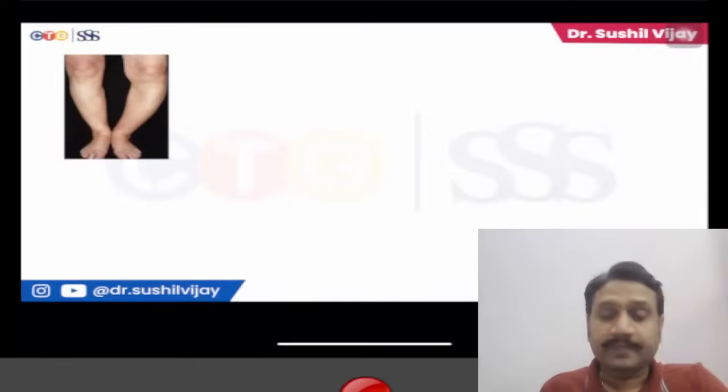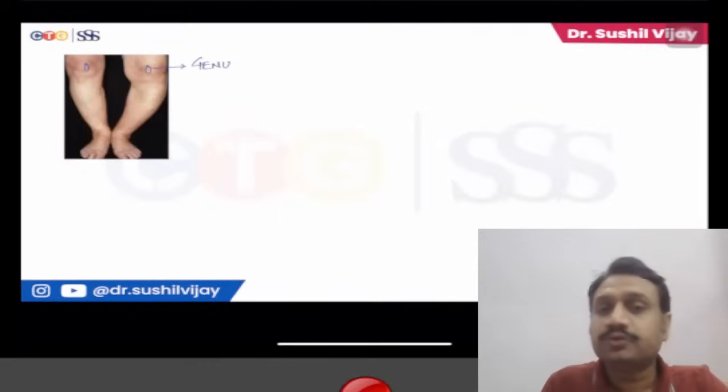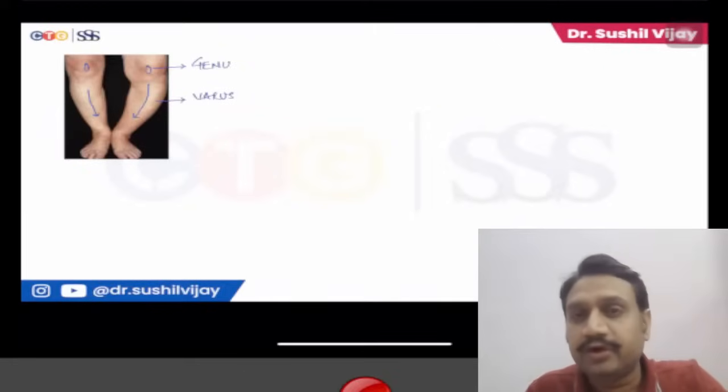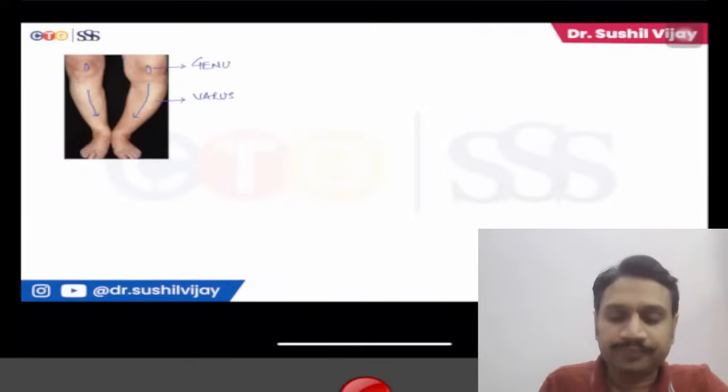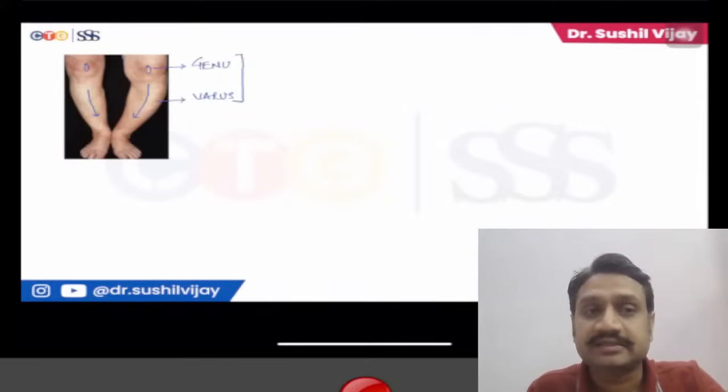Now next one, the deformity of the legs. The first word to be used is for the knee, and the word we use for the knee has to be genu, right? And the legs here in the picture are deviated on the medial side. So what I'm supposed to call it now will be genu varus. And where do we see genu varus? You all know this is the most common deformity that we see in our elders, right?